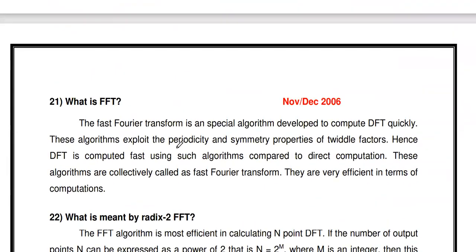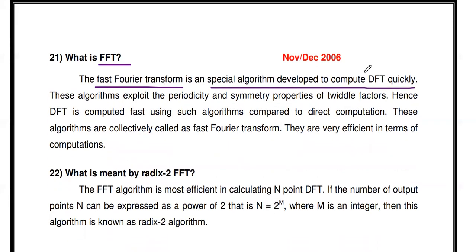So the first question, you see, what is FFT? So FFT means fast Fourier transform algorithm. The fast Fourier transform is a special algorithm developed to compute DFT quickly. This FFT algorithm is also used to compute the DFT answer, but in the fastest manner. Instead of using the direct evaluation method, that is the DFT formula we discussed, using that formula also we can solve some problems.